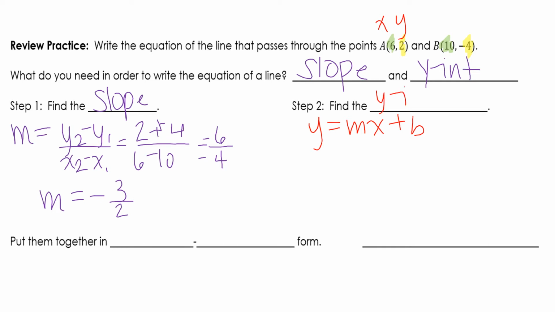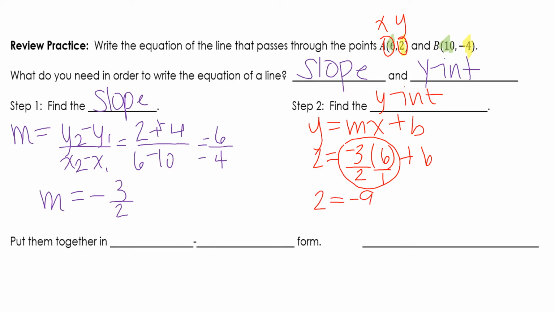Because that's the next thing I need to find, my y-intercept. So in for y, I'm going to put 2 because that's the y-coordinate. In for m, I'm going to put -3/2 because that's the slope we just found. For x, I'm going to use 6 because that's the x-coordinate of point A, and then plus b. All right, so I'm going to multiply -3/2 times 6/1, so that would be -18/2, which is -9. And then I just need to get the b by itself, so I'm going to move over that -9 by adding it, and that gives me b equals 11.